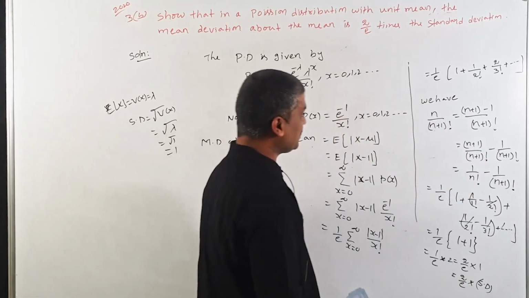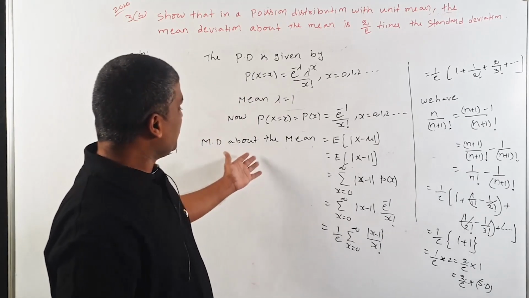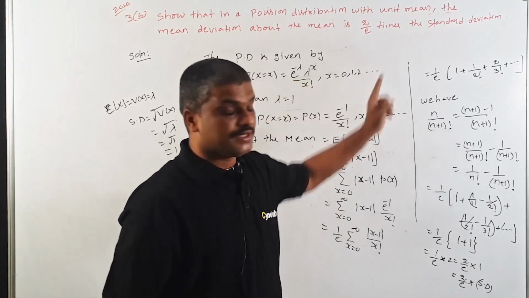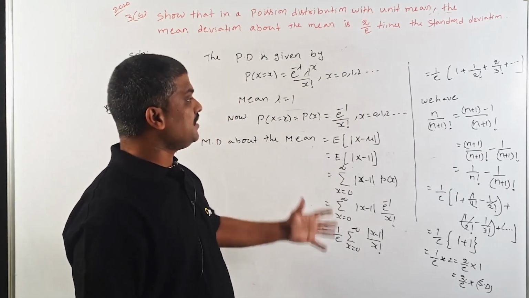Hence I proved that the mean deviation about the mean is 2 by e times the standard deviation. Hence this is the solution.